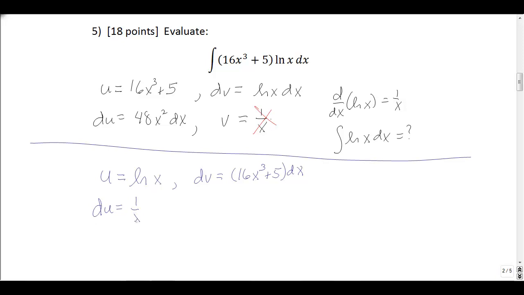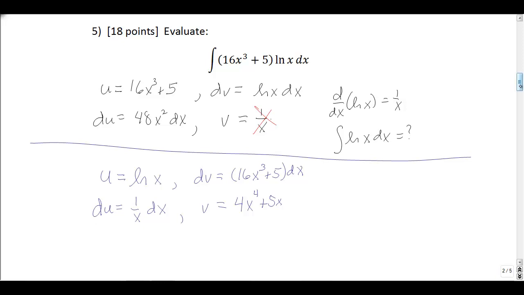Derivative of natural log x is 1 over x dx. And now I'm going to integrate this dv part to get v. That's going to give me higher degree polynomials, but that's going to be okay here. It'll work out in the end, although it should make you a little suspicious at first. So we integrate this and we get 4x to the 4th. Integrate 5, you get 5x. Whoops, I was going to write a parenthesis, but I don't actually need that.